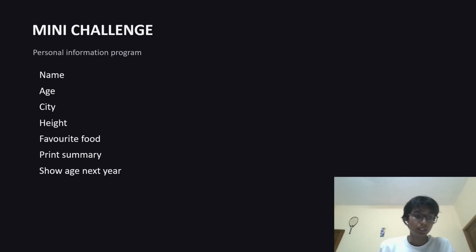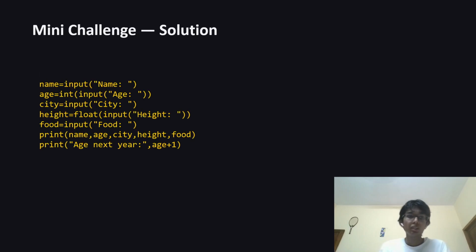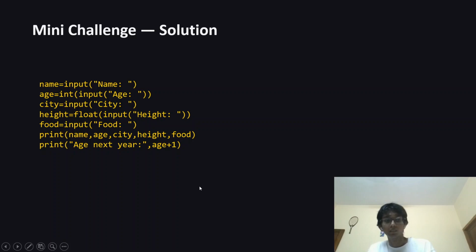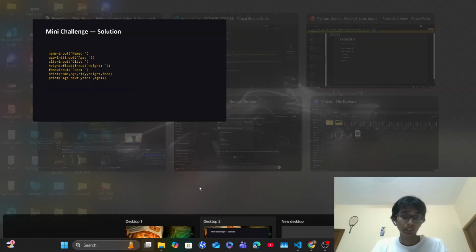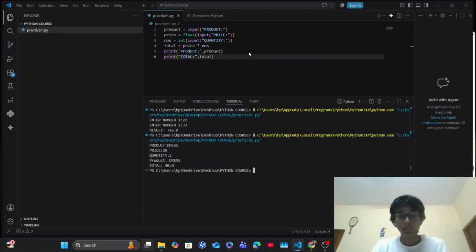Time's up. For the people who are not able to do it, let's do it together. First of all, this is the code. Name, you have to take an input. Age, you have to take the input. City, you have to take the input. Height, you have to take the input. Food, you have to take the input. All of them need to be with a label. And for print, we are just going to print everything else, and then we are also going to calculate and print the age next year.